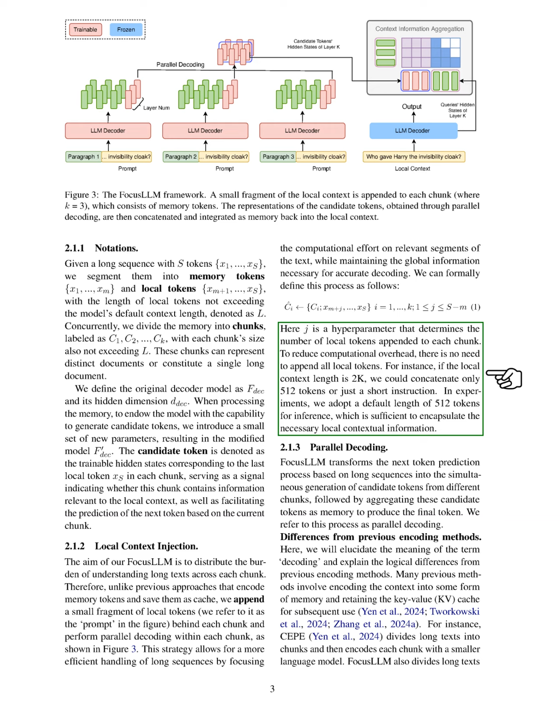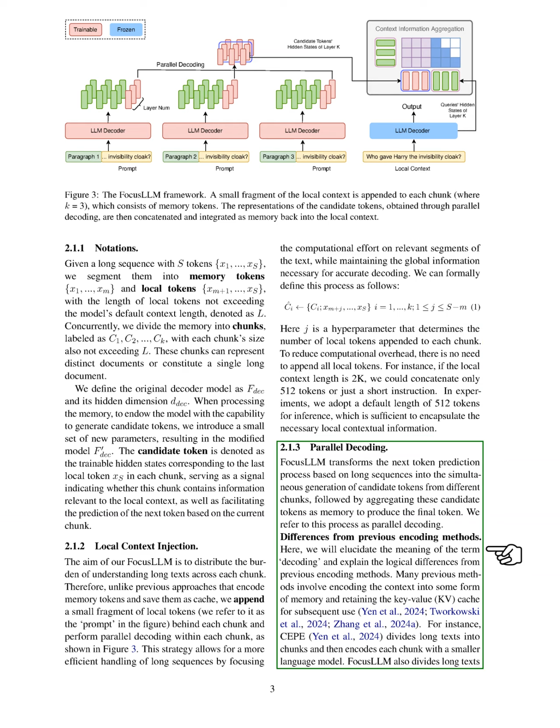Next, we explain our approach to parallel decoding. Instead of predicting the next token one at a time, we generate potential tokens from different segments simultaneously and then combine these to produce the final token. This method differs from earlier encoding techniques, which often involve storing context in a memory format for later use. While previous methods, like CEPE, also break long texts into segments, our FocusLLM focuses on decoding within each segment.